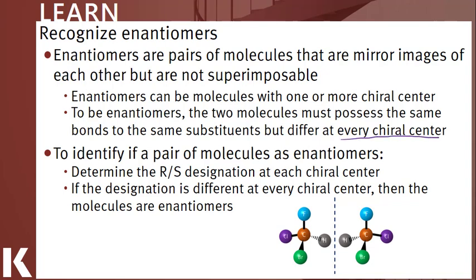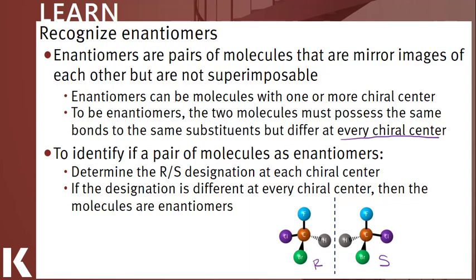Well, what do I mean by this? Well, they have to be connected to the same atoms, but the way those atoms are arranged in space, the RS designation, must be different at every single chiral carbon. So in the molecule we're shown here, the one on the left is R and the one on the right is S. Well, there's only one chiral carbon in each and they are different, so these are enantiomers. If we had a molecule that had two chiral carbons, then the one on the left would have to both be R and the one on the right would have to both be S for them to be enantiomers.